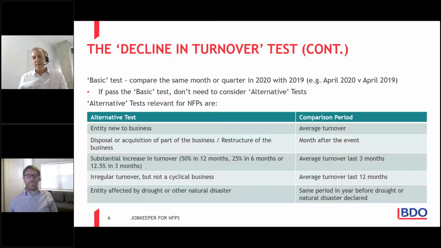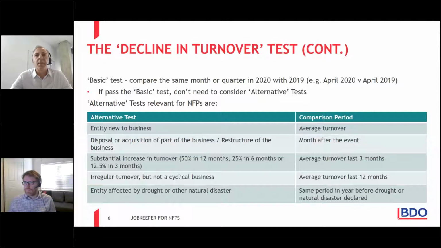So, as I said, we'll have a look at an example in a minute, because I think an example does help to make this make sense. The basic test is simply looking at the same month or quarter in 2020 and comparing it with 2019. So we're looking at, for example, April 2020 and comparing that with April 2019 to see if there's been a 15% decline in revenue.